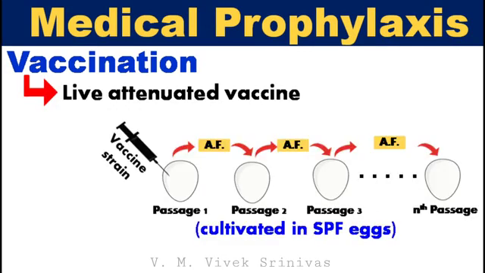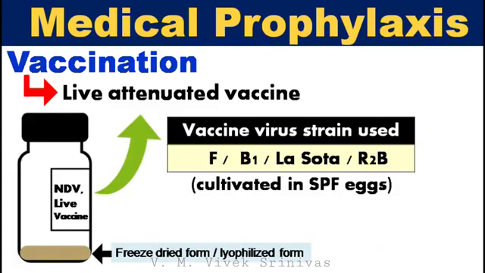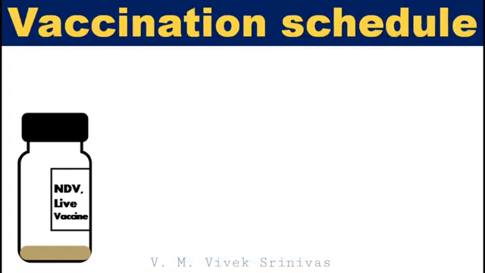These vaccines are cultivated and attenuated in specific pathogen-free embryonated eggs, and are available in freeze-dried forms. F strain, B1 strain, Lasota strain or R2B strain are the strains used in the NDV vaccines in India and worldwide. Vaccination schedule.